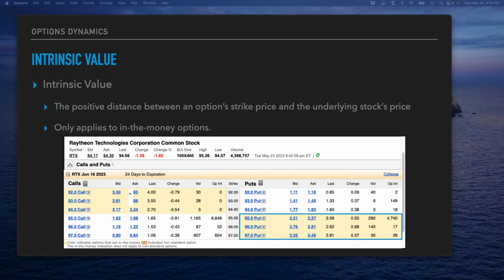Now, for put options, you subtract the stock's current trading price from the option strike price.